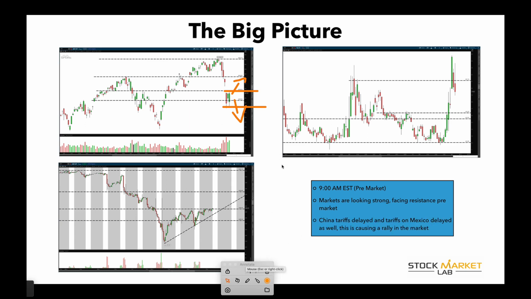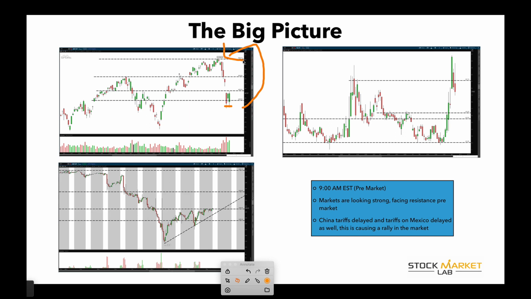Now the catalyst that's kicking in is right here. China tariffs are delayed and tariffs on Mexico are delayed as well. This is causing a rally in the market. So right here, what's happening is the tariffs on China are being delayed. The reason for this drop was because we were going to place higher tariffs on China.